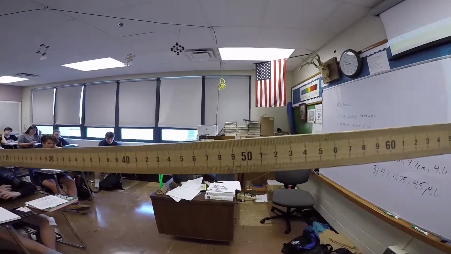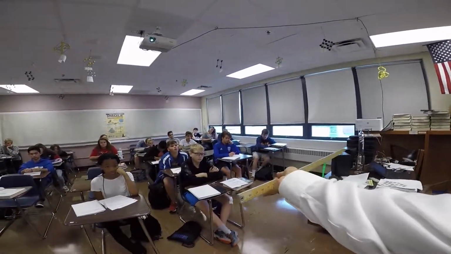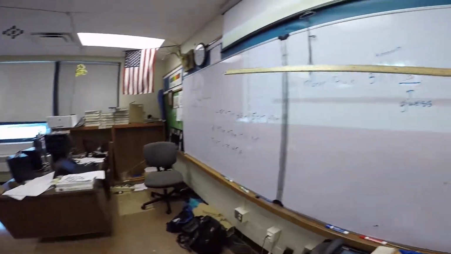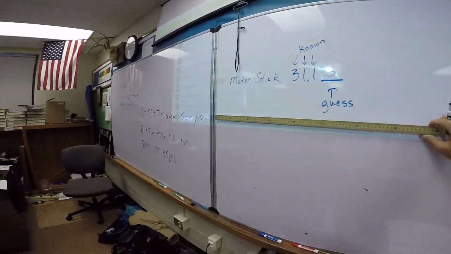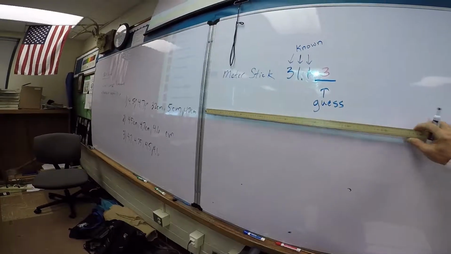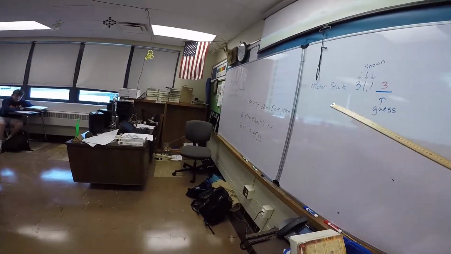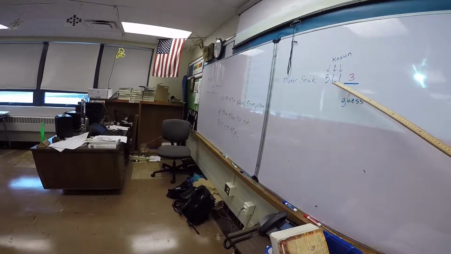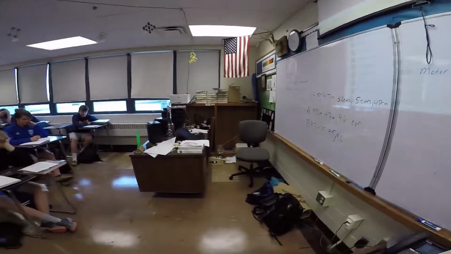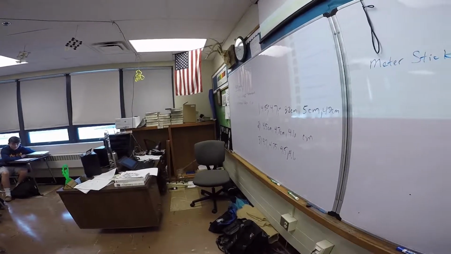See the marks on the meter stick. Right, see the marks on the meter stick? Just like you see right here. I didn't put them on the board because I'm just not that artistic. Each mark represents a known. So if I have a measurement at 31.1 centimeters, the last blank is your guess.